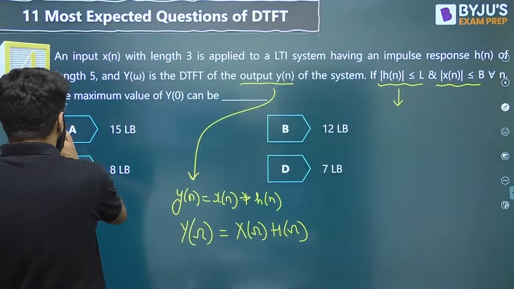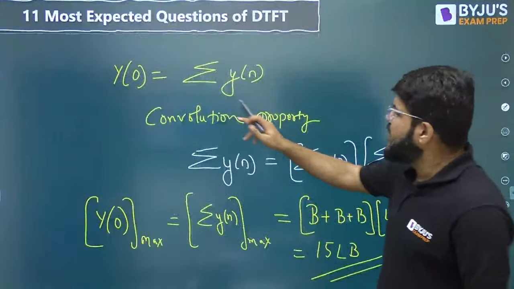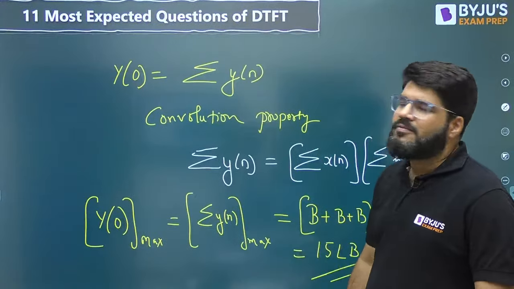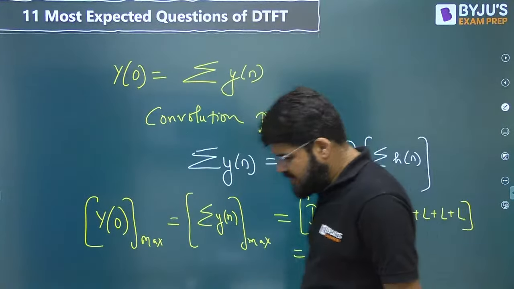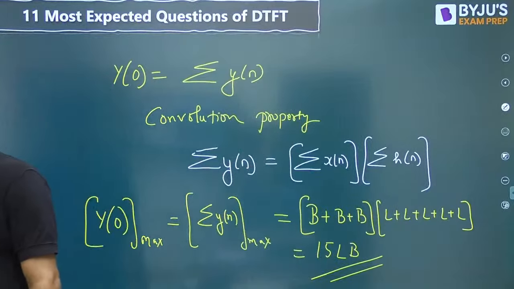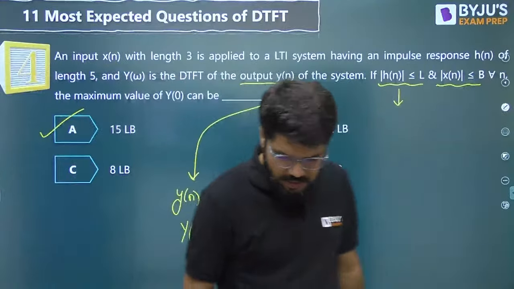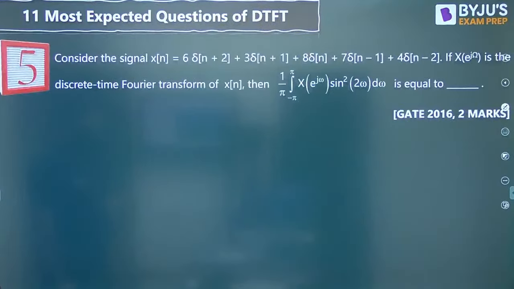A very good question relating one simple DTFT property. The DTFT property is very simple: y[0] is summation y[n]. The rest you should know about the convolution, and then a very simple logic of maths. We want to maximize summation x[n] and summation h[n]. So a good question, a combination of different properties.